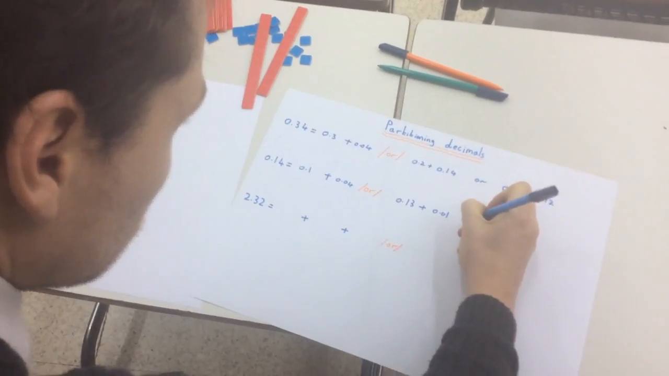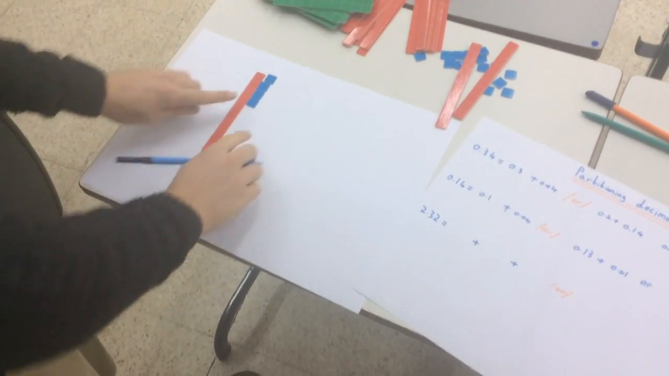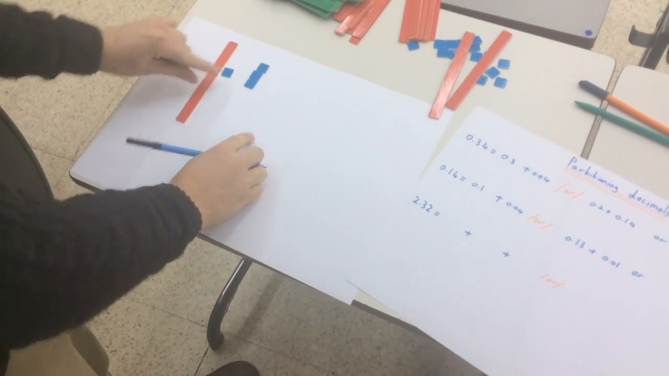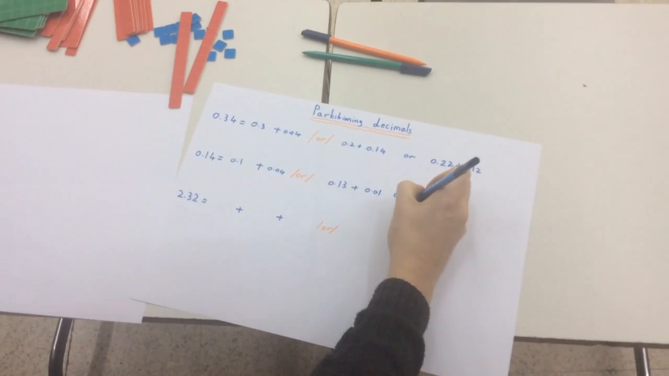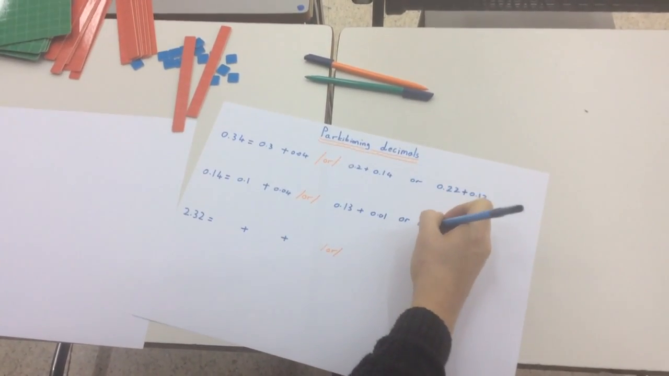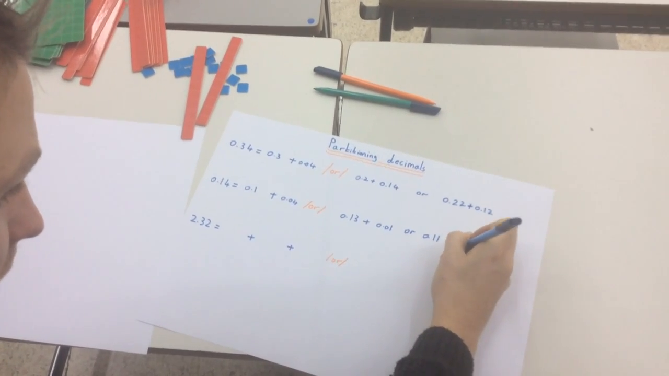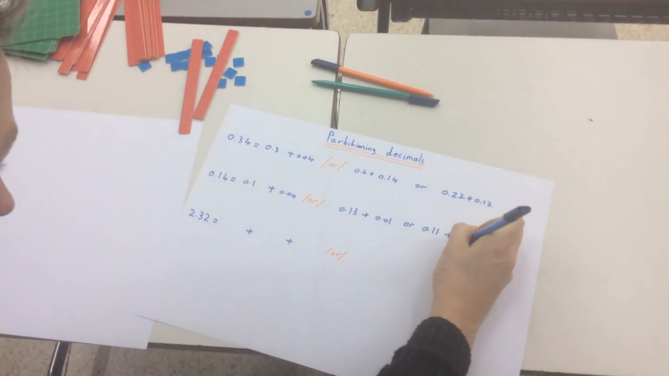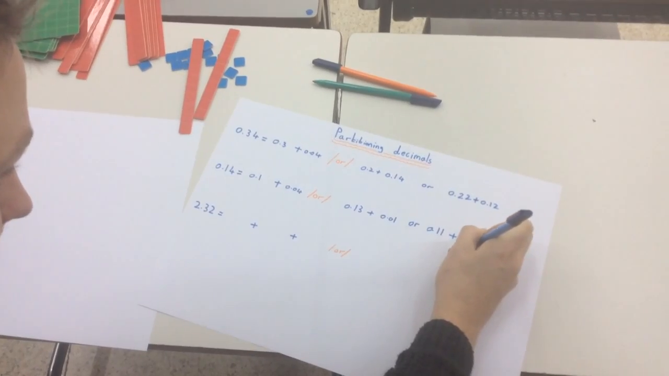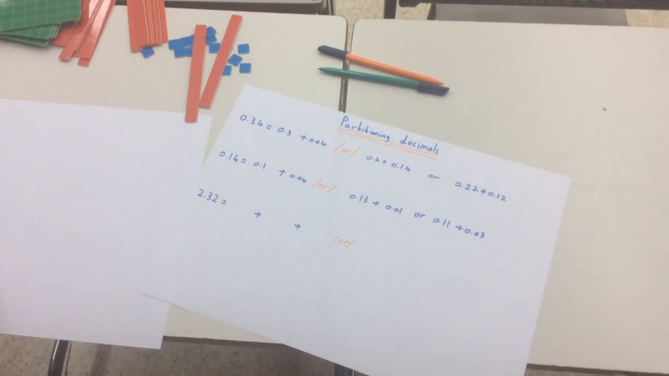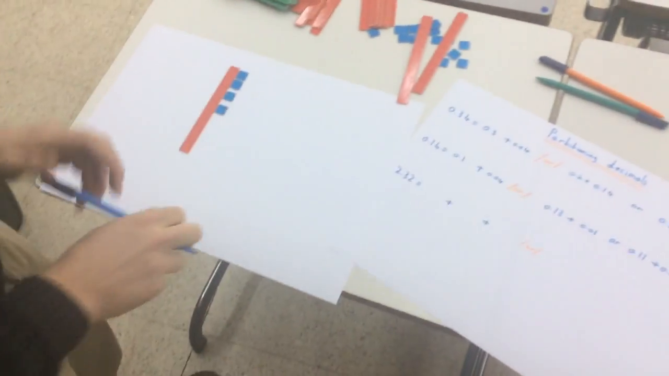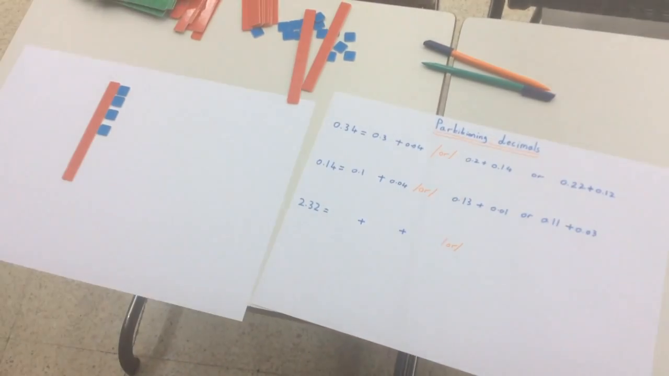Or, what other ways could I have of partitioning this? What about this one? 0.11 plus 0.03. Put them back together. So let's look at our final one, which says 2.32.